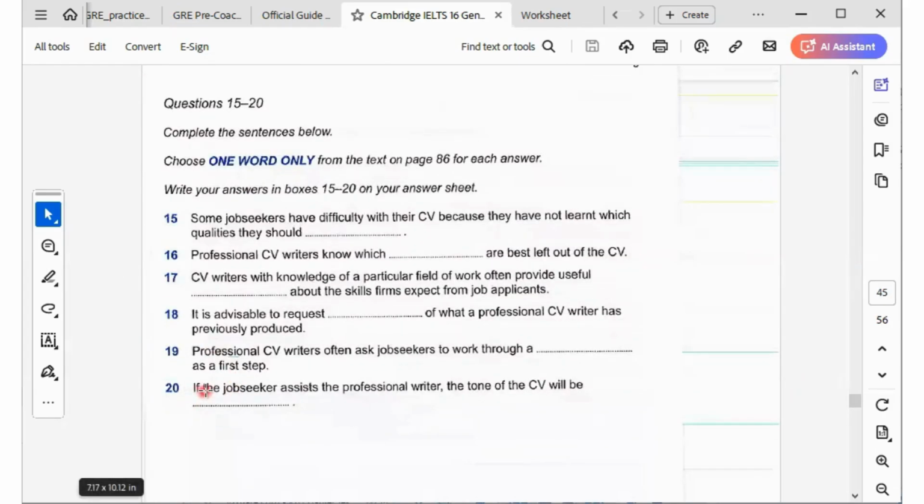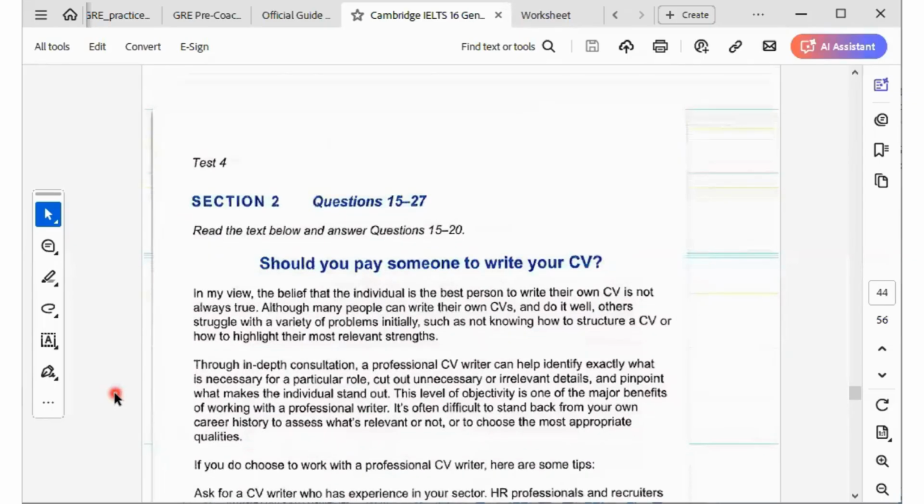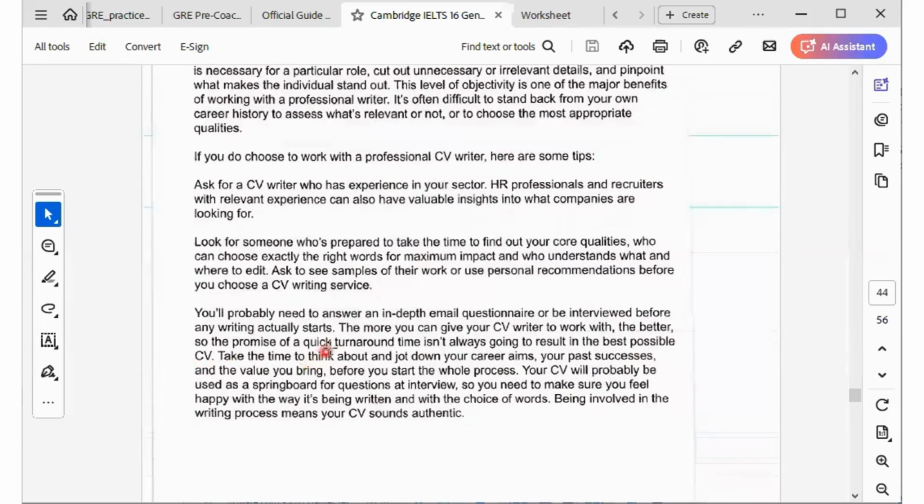Question 20. If the job seeker assists the professional writer, the tone of the CV will be dash. So let's go back to the passage. The more you can give your CV writer to work with, the better. Take the time to think about and jot down your career aims. Your CV will probably be used as a springboard for, okay? So you need to make sure you feel happy. Be involved in the writing process. Being involved in the writing process means that your CV sounds authentic.